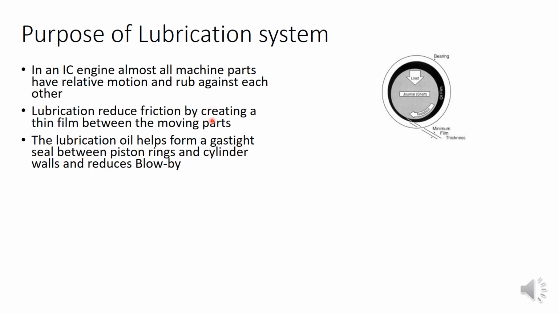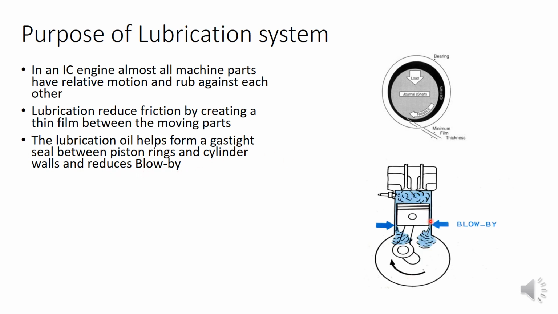Another function of lubrication system is it helps to form a gas tight seal between the piston rings and cylinder walls, and it reduces blow by. So what is blow by? We know that this piston has 3 piston rings and it is moving inside a cylinder. There will be a small gap between the piston rings and the cylinder, only then it can move freely inside the cylinder. So there is a chance that the gas above the piston will leak into the crankcase. That is known as the blow by.